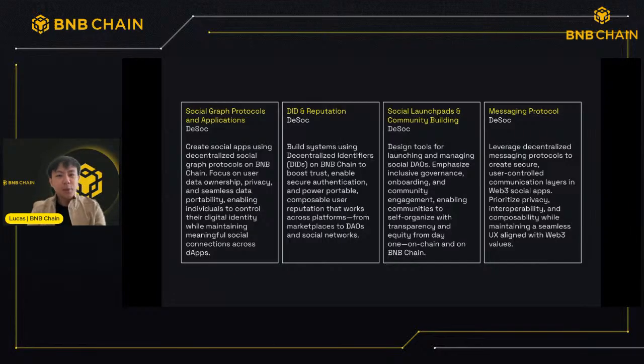DID lets users prove who they are without needing Google or a username or password. When combined with reputation, you can build systems that remember good behavior across platforms. What can you build? A DID wallet that lets people sign into any decentralized application and carry their own identity with them. A trust scoring system that tracks contributions to DAOs or communities, similar to how GitHub meets Web3.